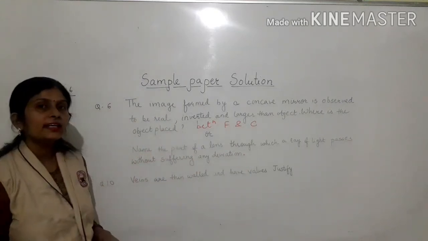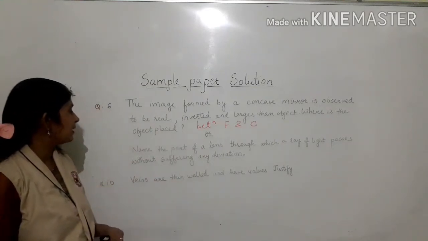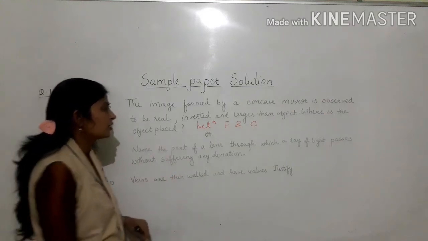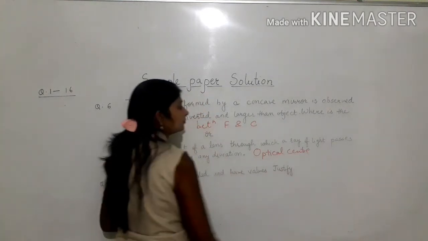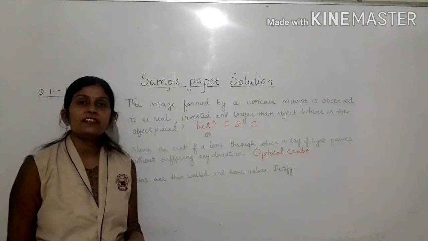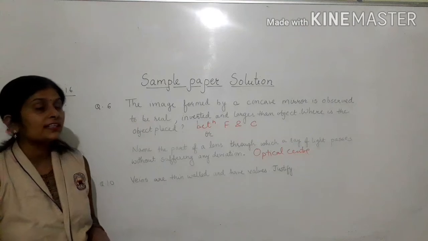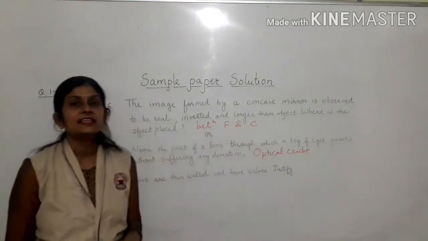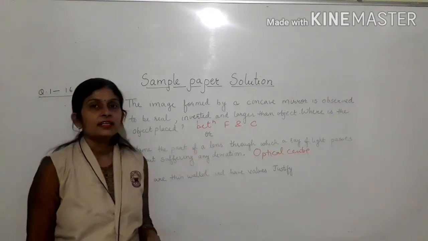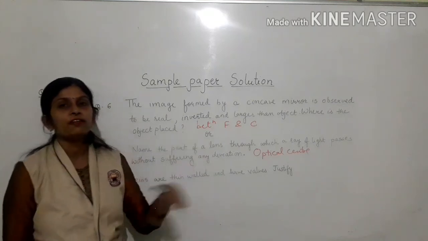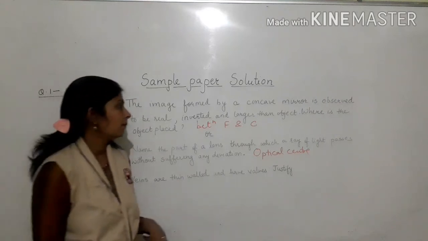Now there is an internal choice in this question. Name the part of a lens through which a ray of light passes without suffering any deviation. It is optical center. As you have studied in rule of refraction 3, when a light ray or incident ray passes through optical center of the lens, then it does not refract, bend or deviate. So optical center is the point or the part of the lens through which if incident ray passes, then it does not deviate, bend or refract.